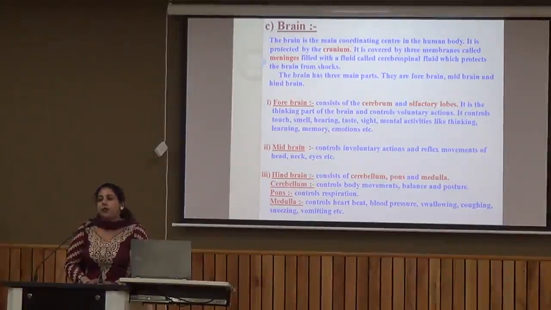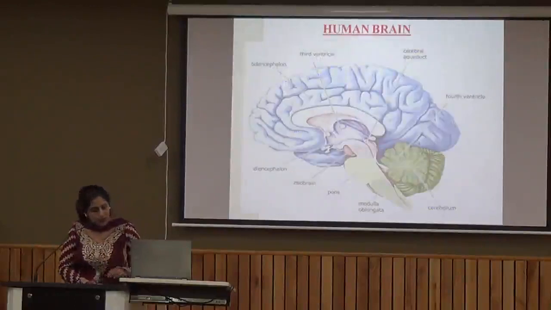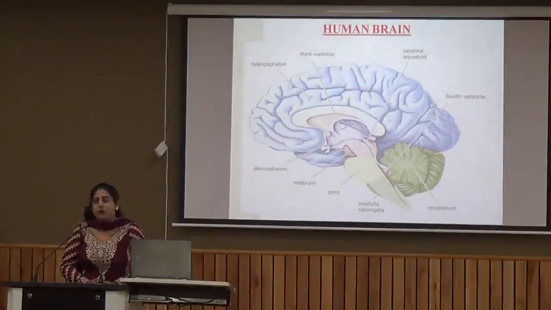Second one is the pons. It controls your respiration, the main process of respiration. Medulla controls your heartbeat, blood pressure, swallowing, coughing and sneezing, vomiting. If you see the location of the medulla, it is very near to the rest of the body. That means it is connected to the optic nerve and all the body parts.